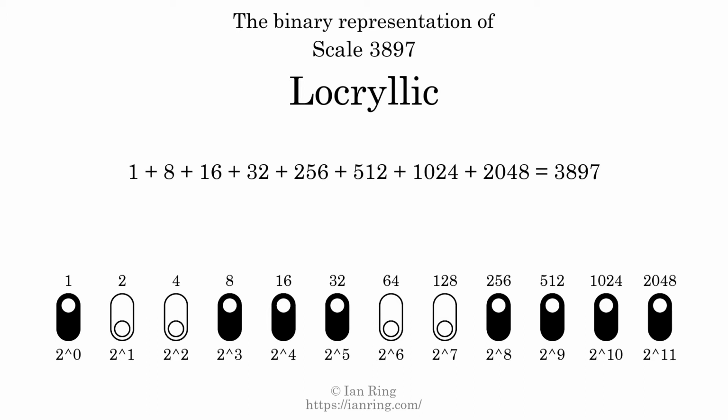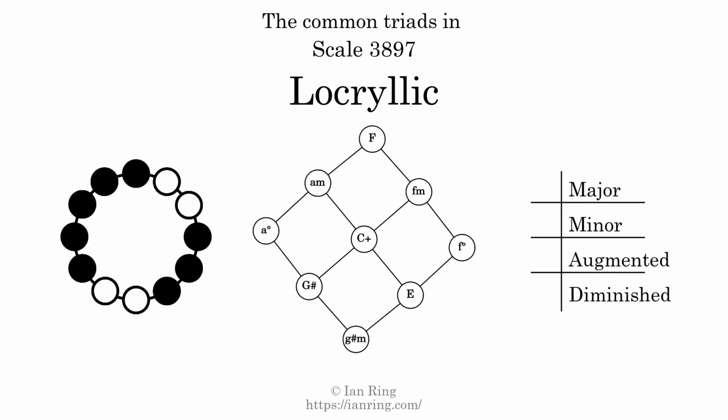That is why the scale number, in decimal, is 3897. The scale number not only enumerates the scale with a unique index, but it also literally describes the tonal content of the scale. Represented as a binary number in base 2, the scale number is 111100111001. Here are the common triads present in this scale.